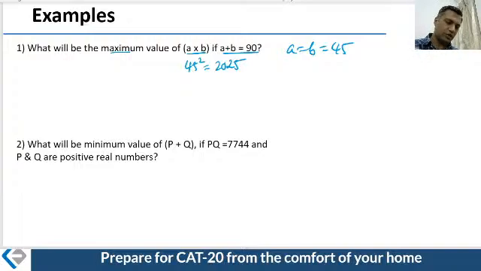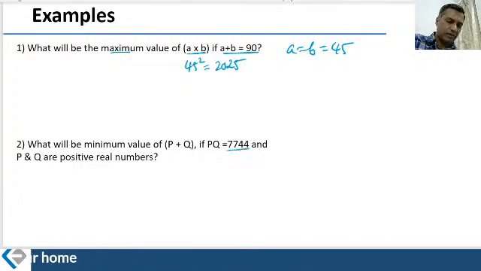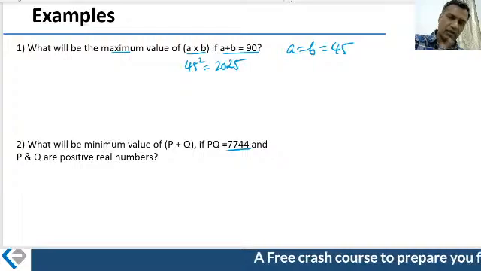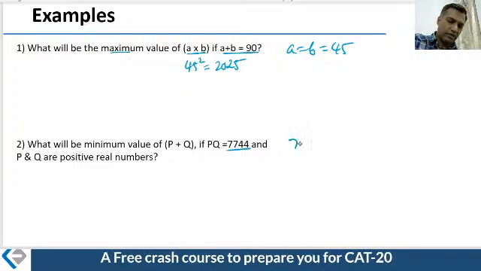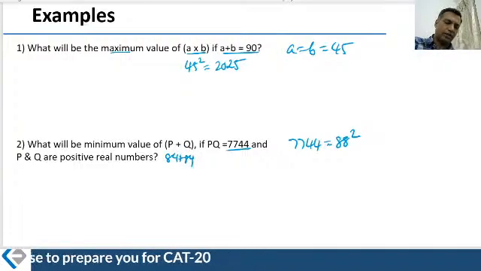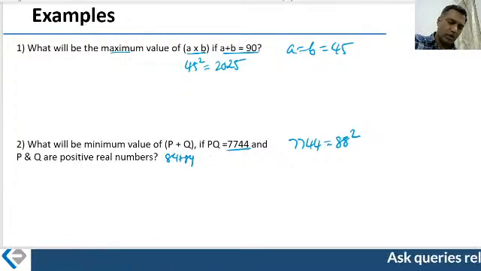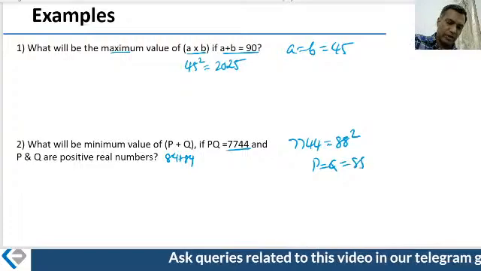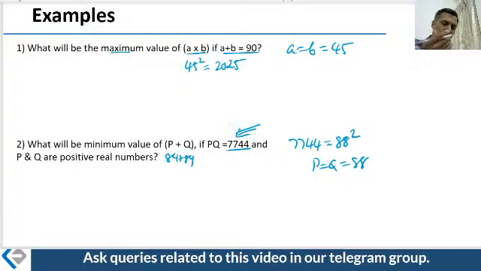If P and Q are positive real numbers and their product is this, this is a beautiful number, 7744. A lot of puzzles are also created on this particular number, my friends. 7744 is nothing but 88 square. Because A should be equal to B, P should be equal to Q, which should be equal to 88, because 88 square is this particular number. Now you say 88 plus 88. That's the required response, which is nothing but 176.